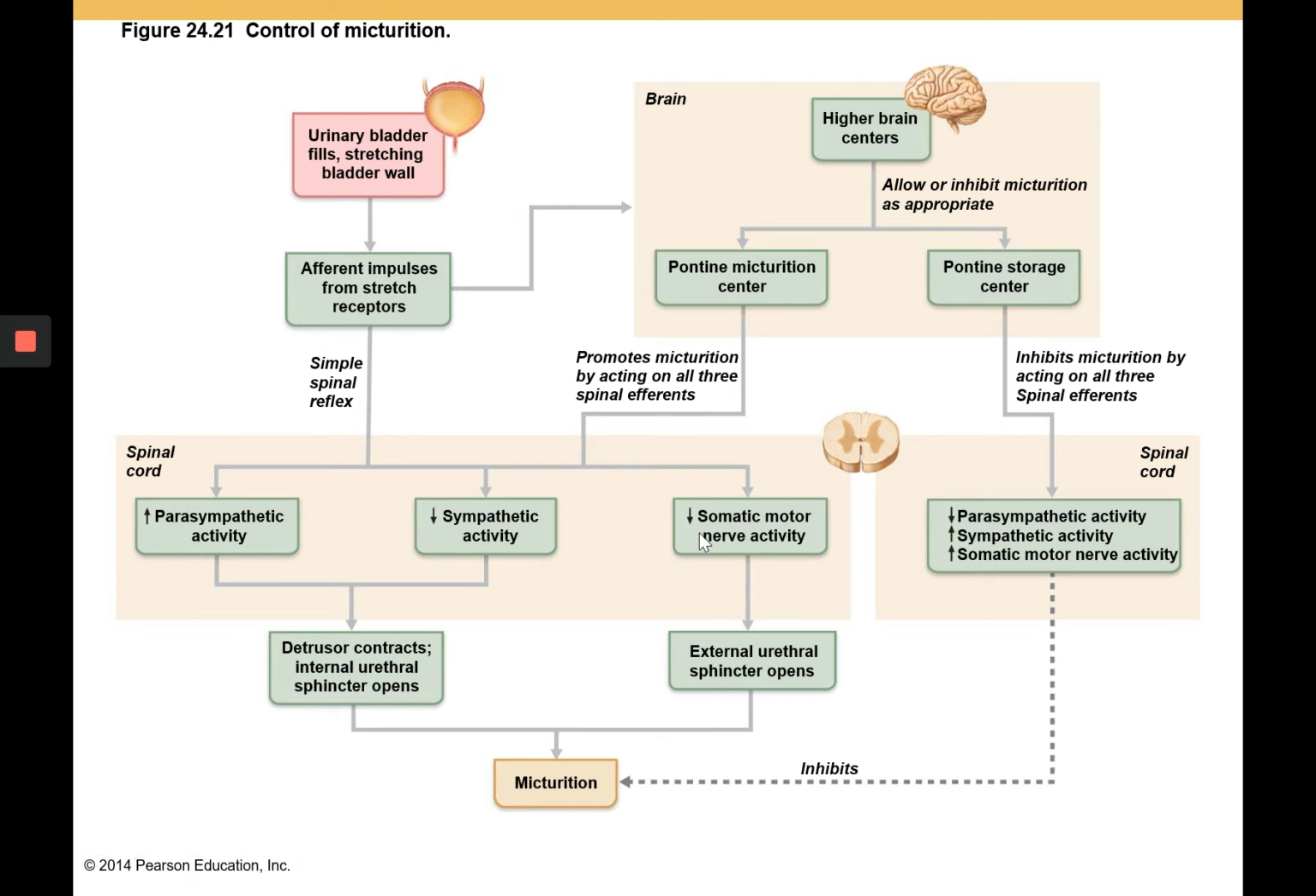Now, if we're not ready to urinate, we've got to find a bathroom, something like that. We'll actually activate neurons from the pontine storage center. They will decrease parasympathetic activity, increase sympathetic activity, and increase somatic motor nerve activity in order to tell the bladder and tell the urethra to halt and not open the external urethral sphincter. So that would inhibit micturition, but we could easily use this left side or the control of this left side as soon as we find a bathroom to open that external urethral sphincter and once again cause the detrusor to contract.